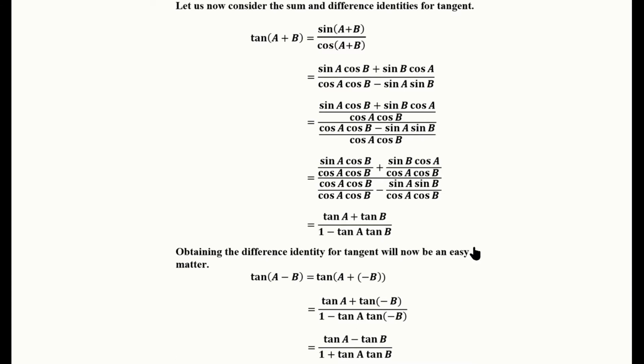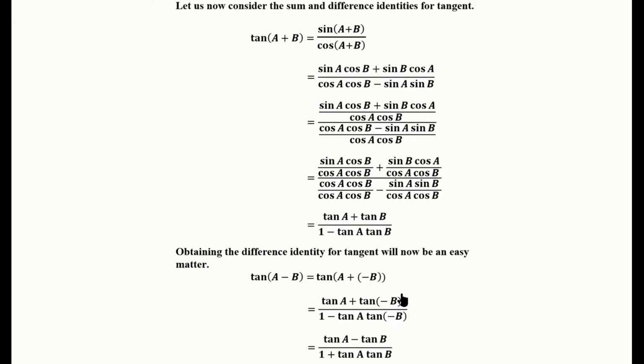Now, once we have the tangent of a plus b identity, we can use it right away, just like we did in the previous screen for sine, to establish an identity for tangent of a minus b. So again, we'll write tangent of a minus b as a plus negative b, so that we can use the sum identity which we just established. So we get tangent of the first angle plus tangent of the second angle, which in this case is negative b, over 1 minus tangent of the first angle times tangent of the second angle.